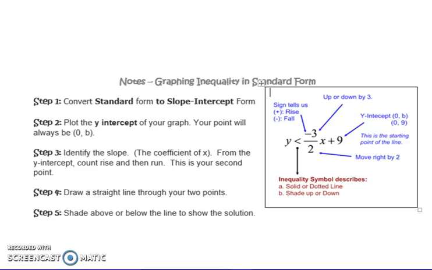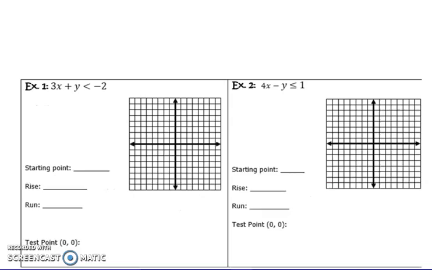Now, if we look at our steps, your first step when you're given a standard form inequality, just like equations, you need to turn it into slope-intercept form. From there, plot your y-intercept, which is (0, b). Identify your slope, rise over run. Draw a line through your points. Again, dotted line if it's less than or greater than, solid line if it's greater than or equal to, less than or equal to. And then we're going to shade above or below the line.